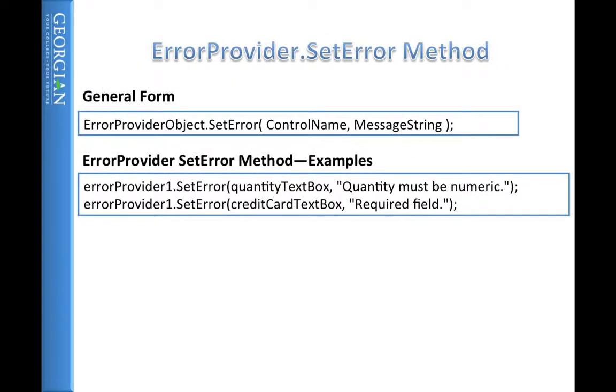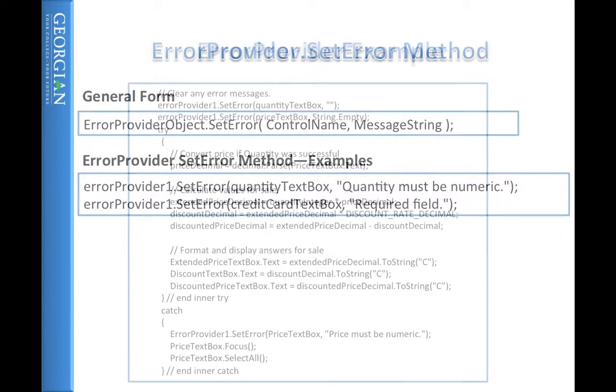So how does it look? The general form is, instead of putting a message box, you say this is the control name where you're going to use the ErrorProvider object, and this is the message you're going to provide. So an example would be, I'm going to set the error on the ErrorProvider for the quantity text box to say the quantity must be numeric, right? And it's not going to pop up an error. It's going to pop up a little flashing dot that says there's a problem, right? Take a look at how it looks in a second.